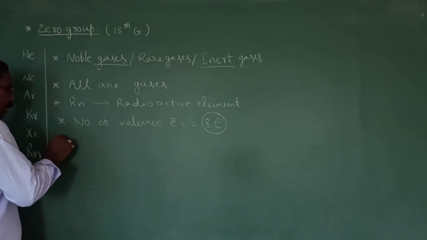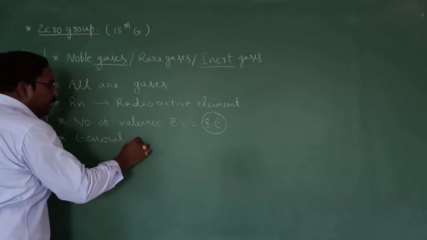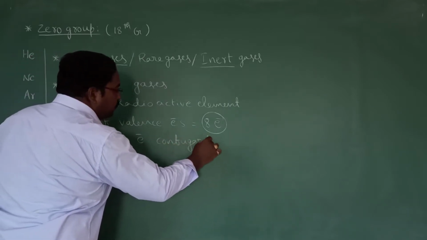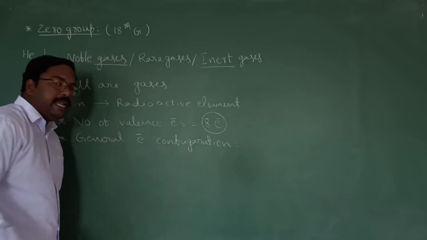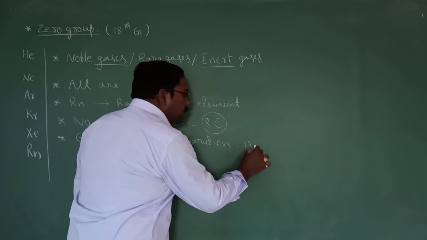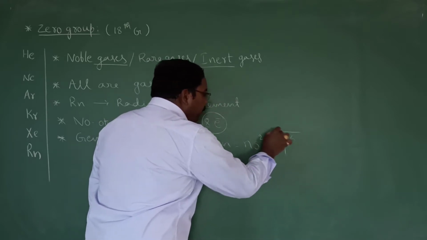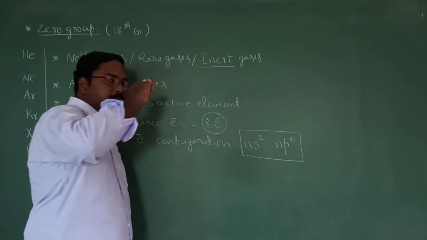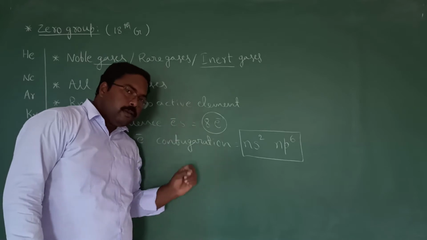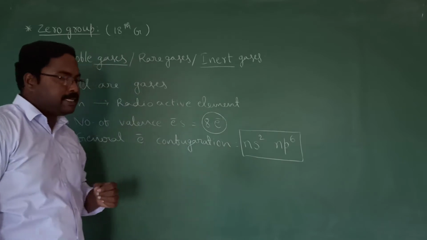In the valence shell, up to the 17th group you have already written. So tell me the general electronic configuration of the 18th group. As they have 8 electrons, we know that the electrons first enter the ns orbital, then they enter np. So a total of 8 electrons are present. The general electronic configuration of noble gases, or zero group elements, is ns2 np6.